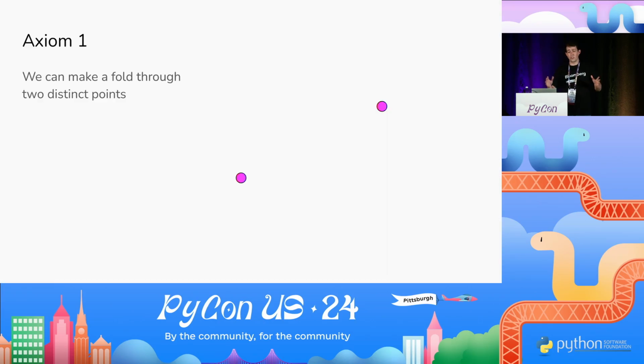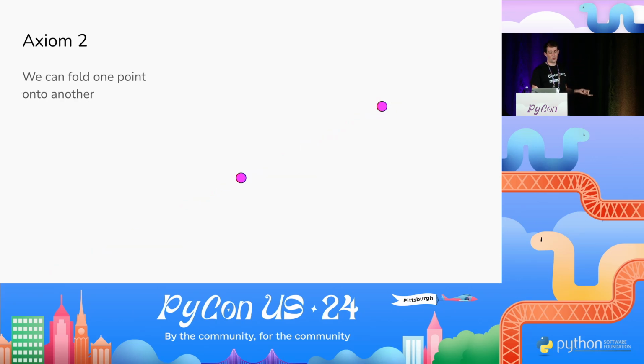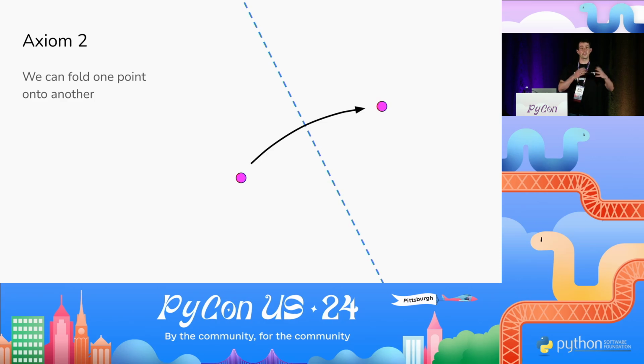If we have 2 points, there are 2 things we can do with them. We can fold through the 2 points, like this. I'm going to call that axiom 1. We can also fold 1 point onto the other one, like so. And we'll call this axiom 2.